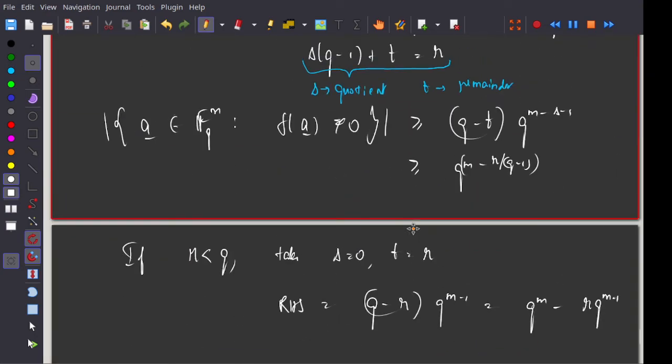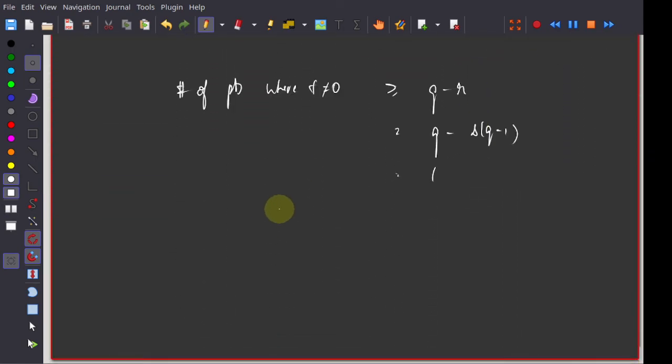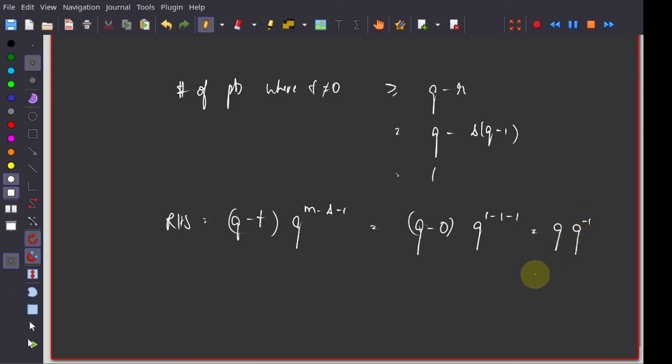Now if I substitute this in here, the right hand side is (q minus t) times q raised to m minus s minus 1, which is (q minus 0) times q raised to 1 minus s minus 1, which is q into q to the power minus 1, which is 1. Correct? Okay.